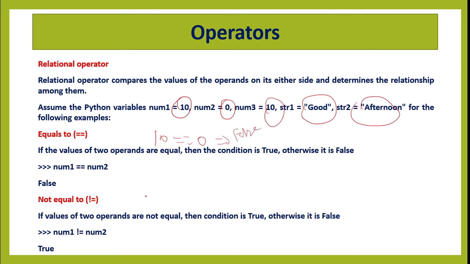The next one, not equal to. If values of two operands are not equal, then condition is true. Otherwise, it is false. So again, we type the command num1 not equal to num2. So what is the value of num1? It is 10. So that is not equal to 0. So 10 not equal to 0? Yes. So which means this one returns true here.